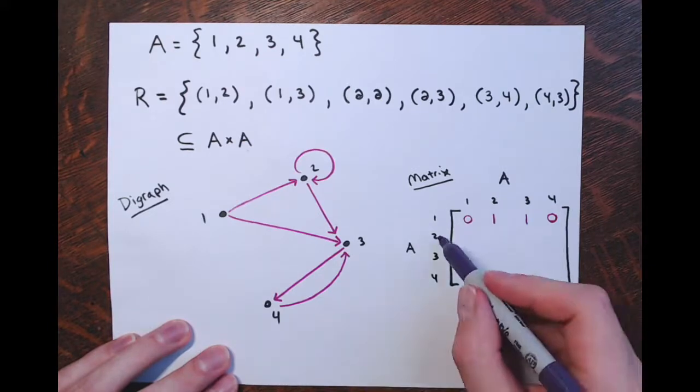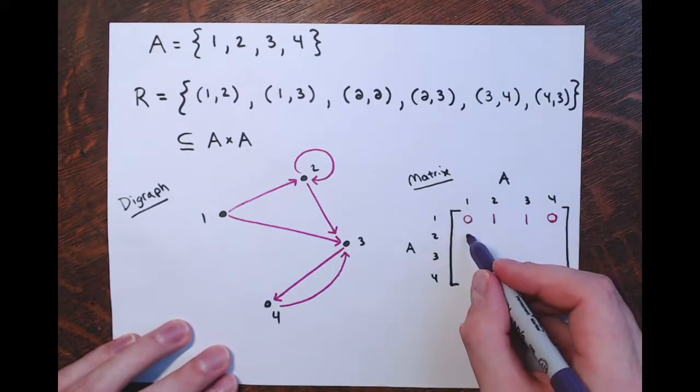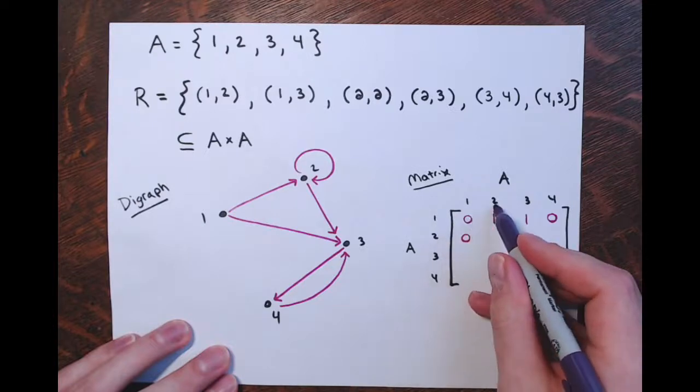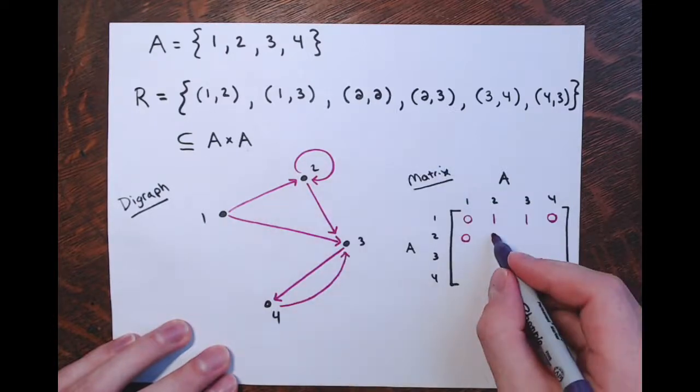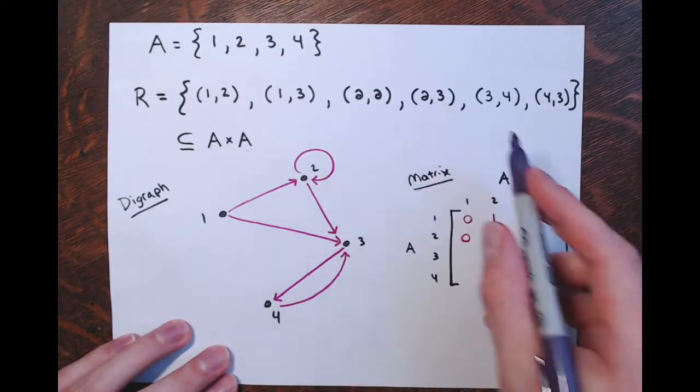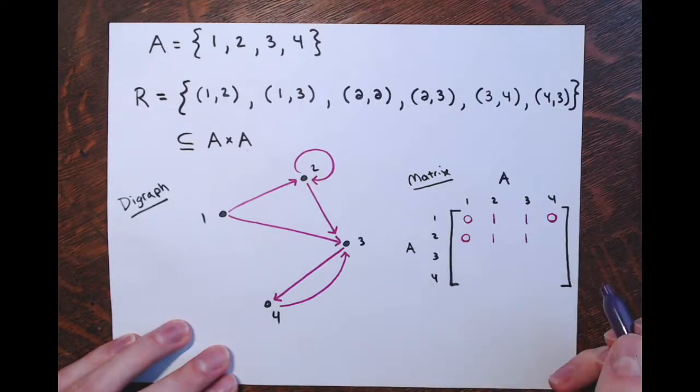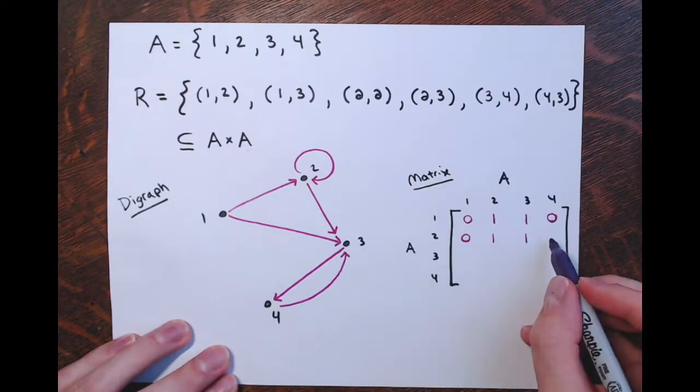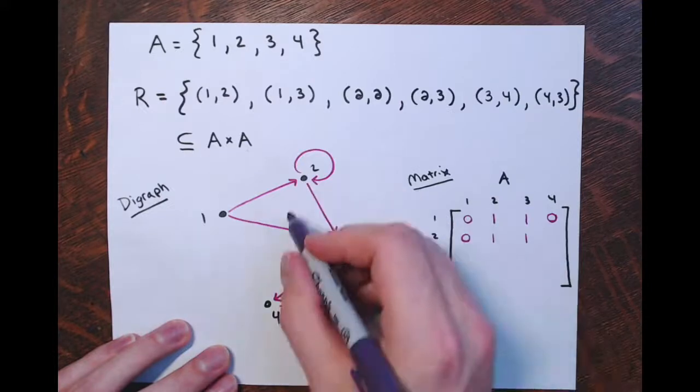So is 2 related to 1? No. Is 2 related to 2? Yeah, I got the ordered pair 2 comma 2, yes. 2 is related to 3, 1 there. And is there an ordered pair 2 comma 4? Is there an arrow from 2 to 4? No.